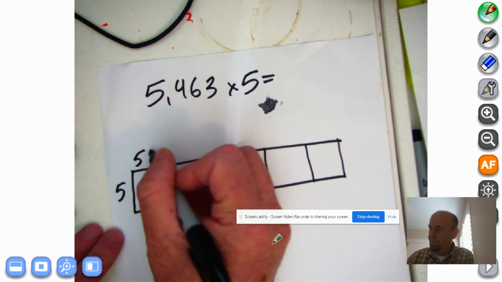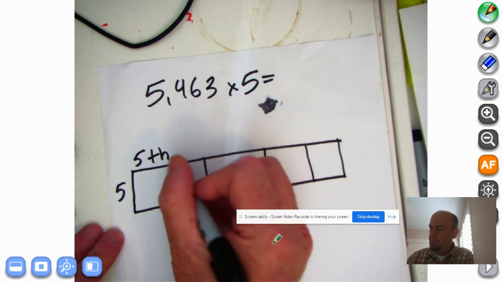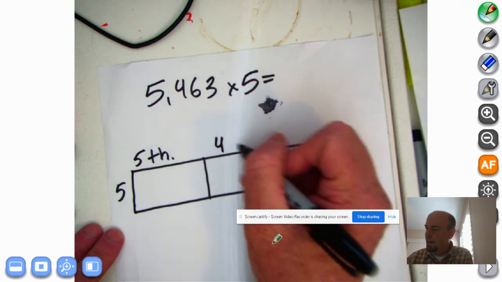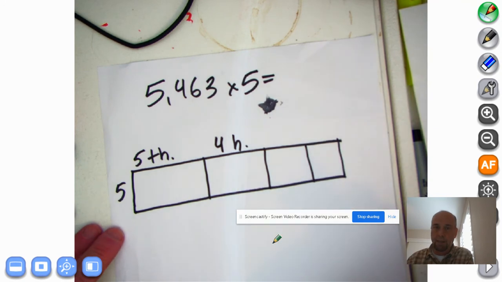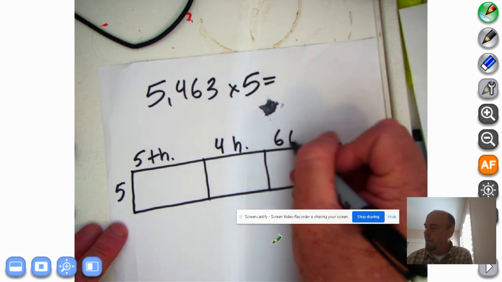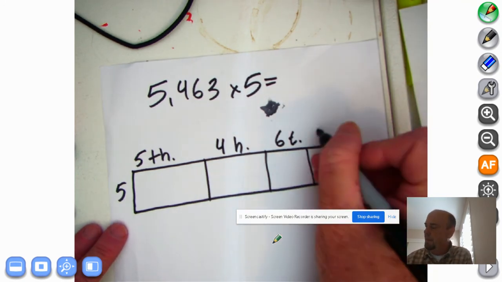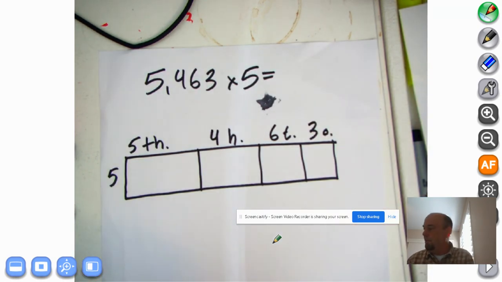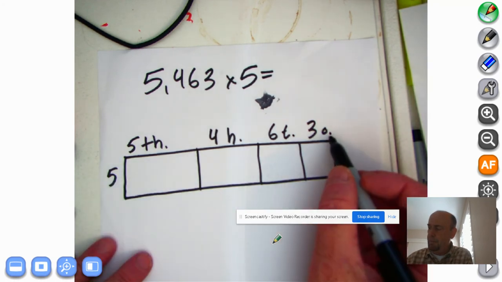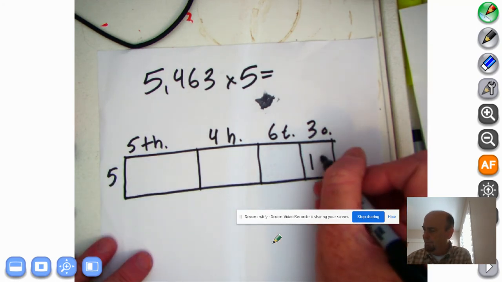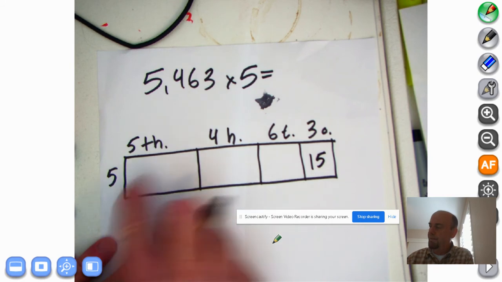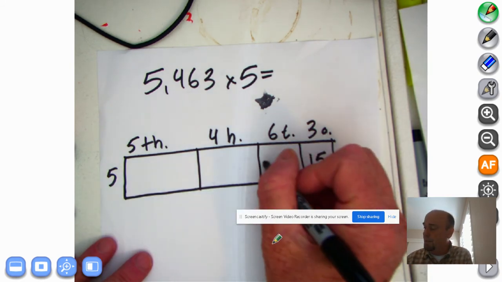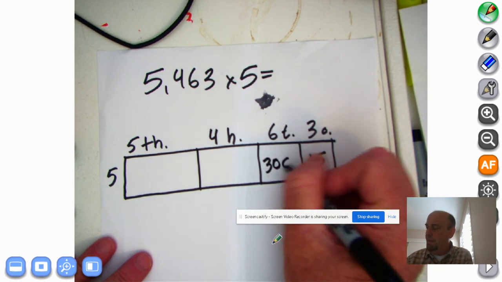5,000s up here. I'll just put 5th. You with me? 4,000s. 4 hundredths, because we've used H to abbreviate 100. 6 tens, right? And 3 ones. Okay? So let's start multiplying like we did before. 5 times 3 ones is 15. 5 times 6 tens, or 5 times 60. Think about it. 5 times 6 is 30, but we're in the tens, so we'll add a 0.